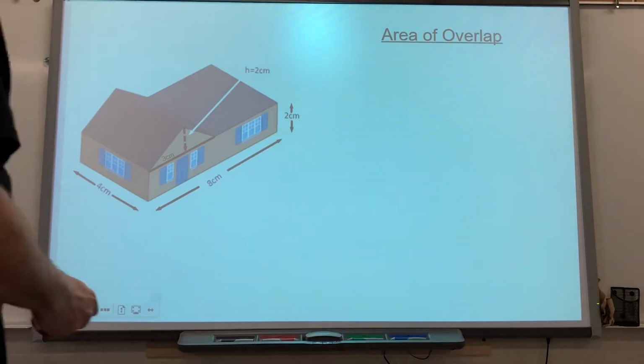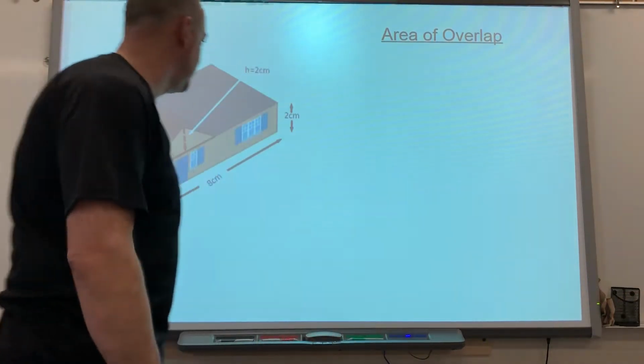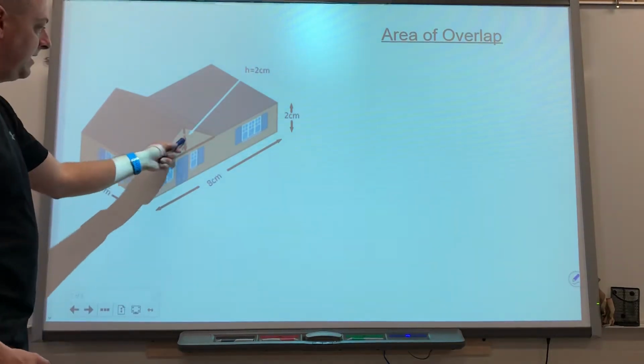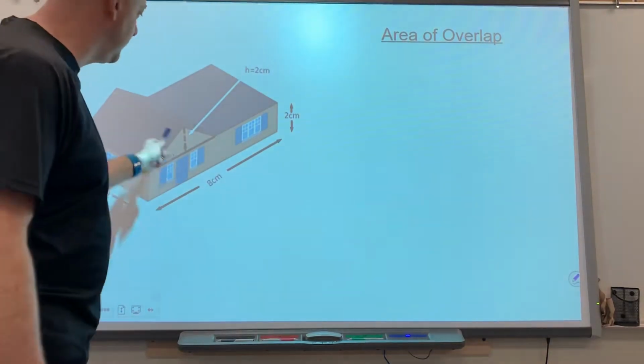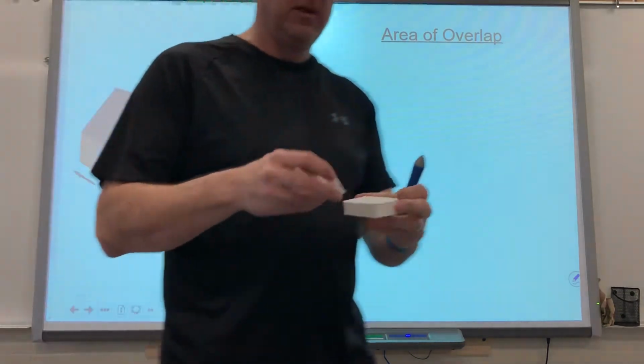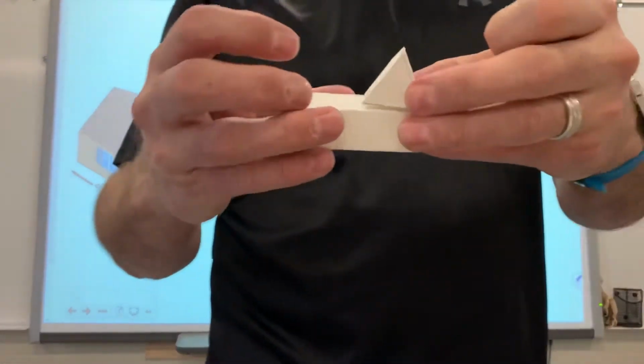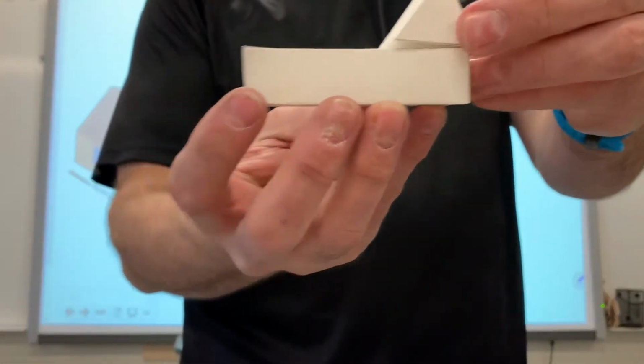When we start doing the surface area of composite objects, the first thing we notice is that we have two shapes put together and we have to figure out what they are. And this is a triangle on top of a rectangle. You can see it here. We've got a smaller version of it. We have a triangle on top of a rectangle.